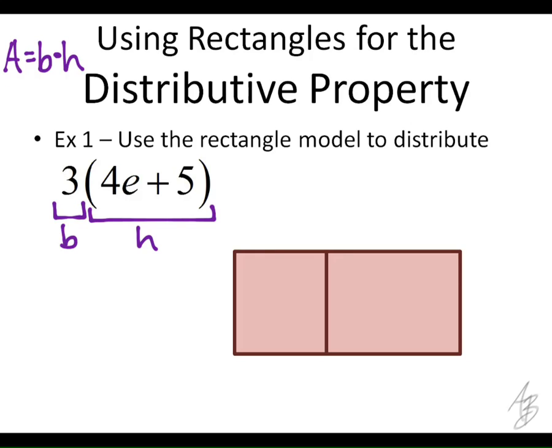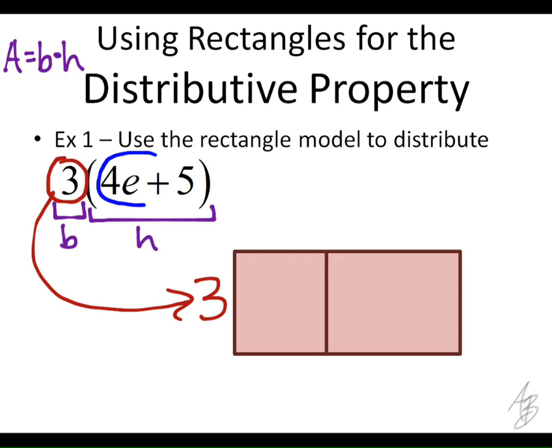So what we're going to do is take the first part right here, and put the 3 there. And then we're going to take the 4e plus 5, and put that on this side. Now, should I just write it like this, 4e plus 5? What should I do?